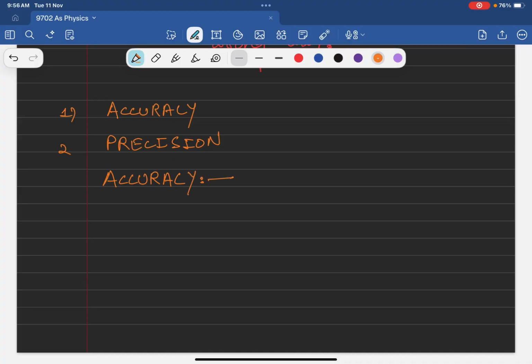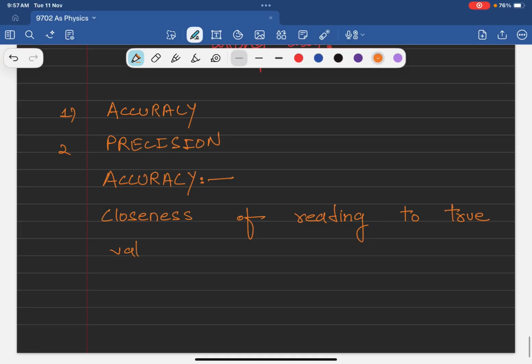Accuracy in measurement is defined as the closeness of our reading to the true value. So it is the closeness of reading to true value or actual value. When we take measurements, we always take multiple readings.